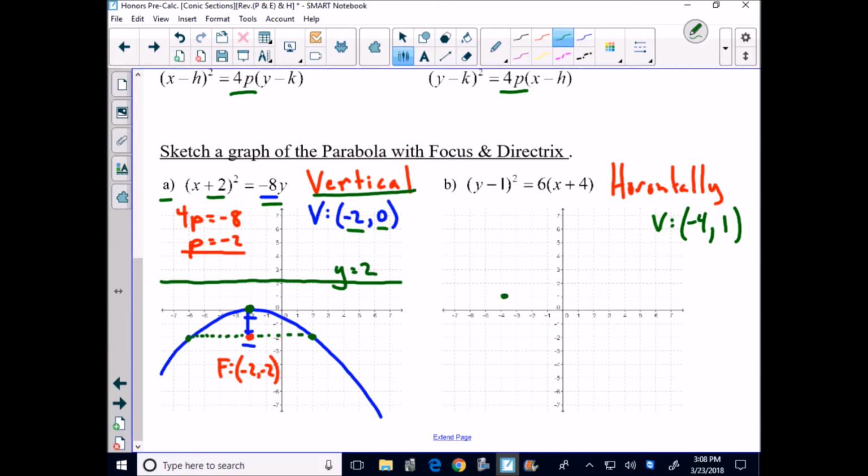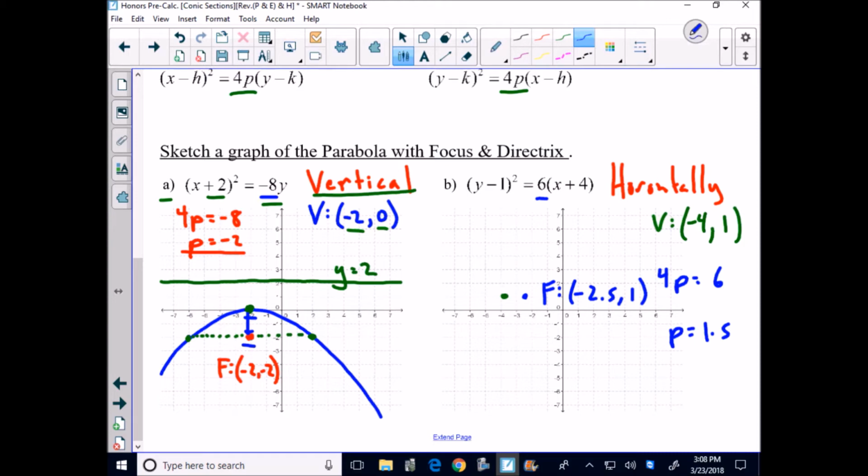And we can go ahead and get that focal length by taking the coefficient that we're multiplying the x expression by, 6, and setting it equal to 4p. So right here we can say 4p equals 6, and that gives us a focal length of p equals 1.5. Now that's a positive 1.5, so that means that we're going to be going 1.5 horizontally in the positive direction to get our focus. And that will give us the focus as (-2.5, 1), right? So there's the ordered pair of the focus.